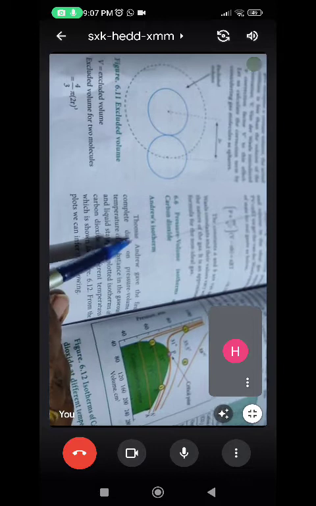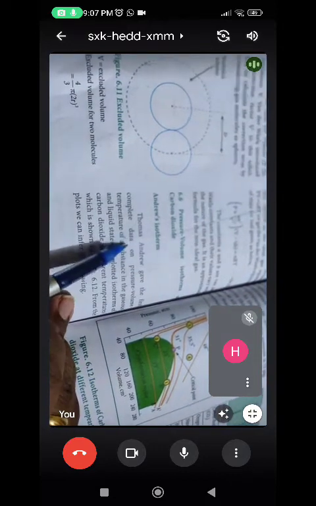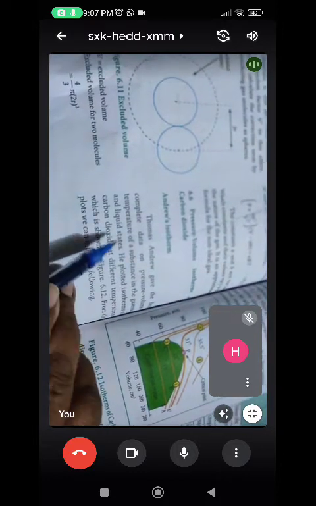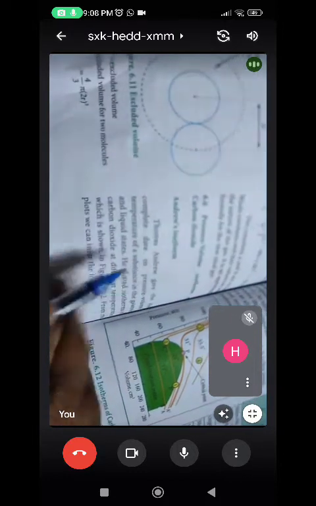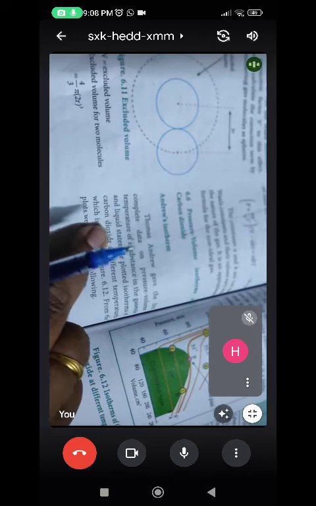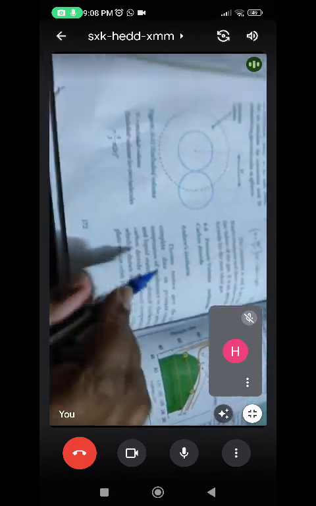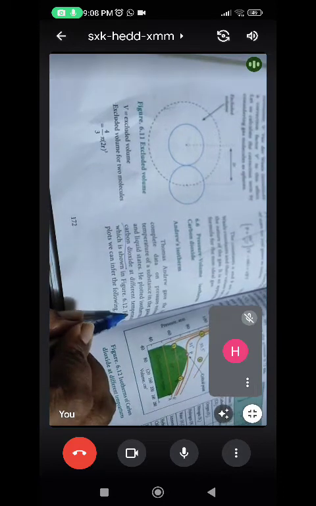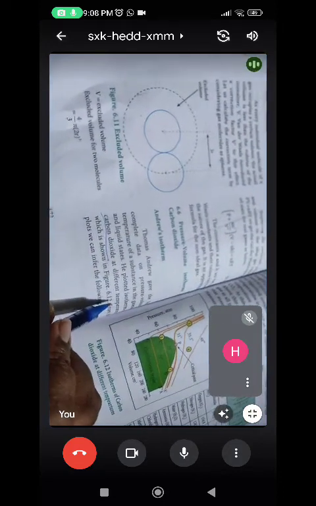Thomas Andrews gave the first complete data on pressure, volume, temperature of a substance in the gaseous and liquid state. He plotted isotherms of carbon dioxide. For which gas did he plot? He plotted for carbon dioxide at different temperatures, which is shown in this figure. Hope you can see this figure here. So now what do we understand from this figure?